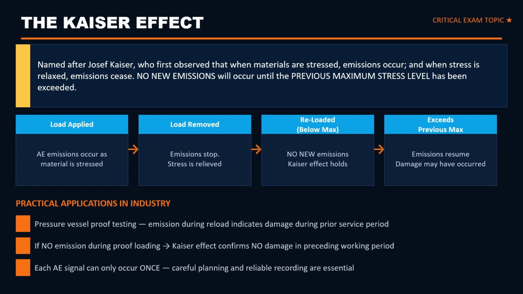For example, if a vessel operated earlier at a certain pressure and during reloading no emissions appear below that previous maximum stress, that usually indicates no new active damage. But once the previous maximum stress is exceeded, new emissions may start again, and that can indicate fresh damage activity. This is exactly why hydrostatic testing is often performed above normal operating pressure.